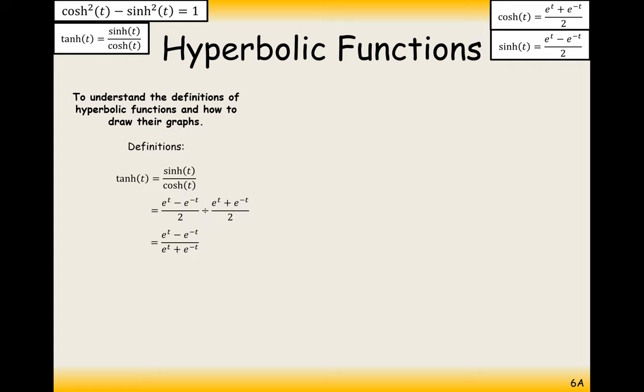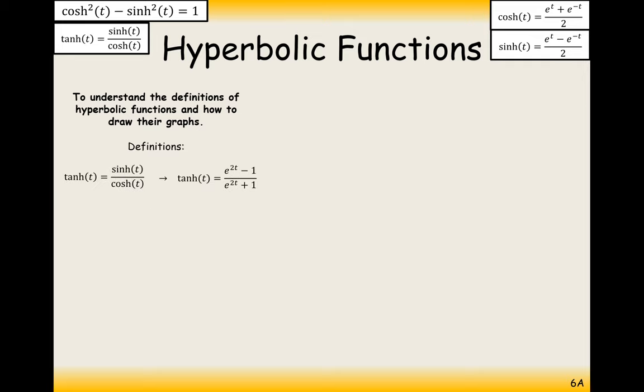And then if you multiply the top and the bottom here by e to the power of t, you'll get e to the 2t minus 1 over e to the 2t plus 1. And that's a bit of a friendlier definition of tanh t. So that's the one we'll generally use most of the time if we have to use a definition of tanh. But you can also just remember that it's sinh divided by cosh and then work it out if you ever need to.